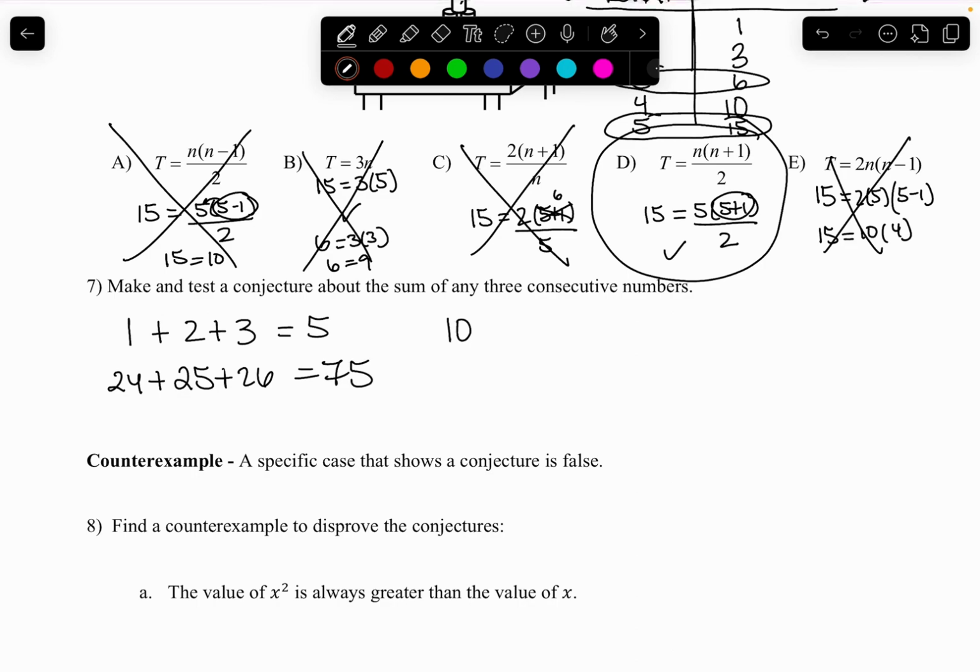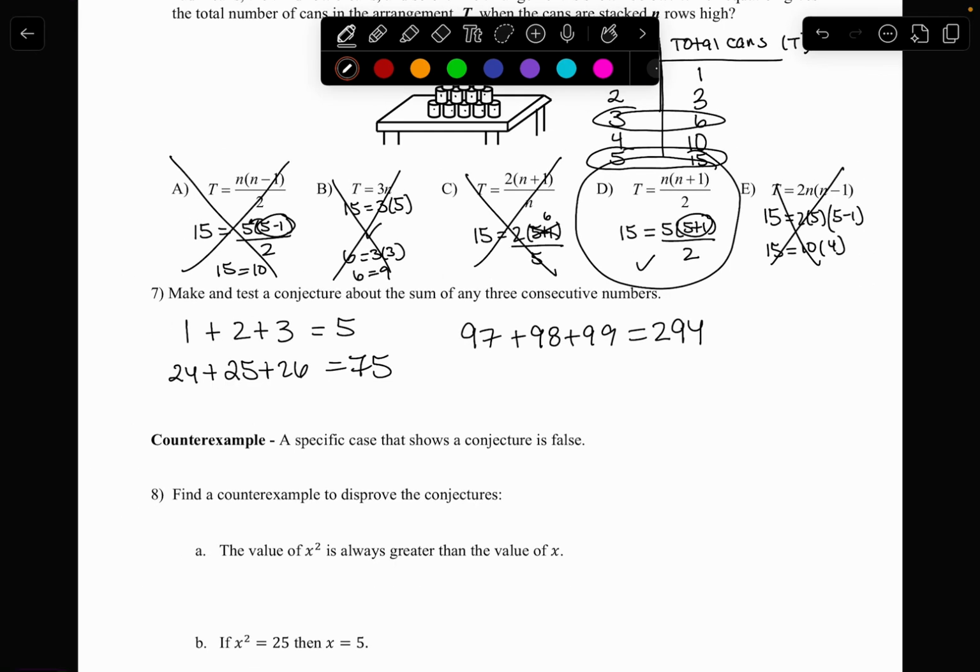Let's do 97, 98, 99. These are all just 3 consecutive integers. That gets me 294. So we would have to think of a conjecture and decide whether or not our conjecture is true based on any patterns that we're seeing. I'm not super concerned about that one, so I'm going to skip through it.